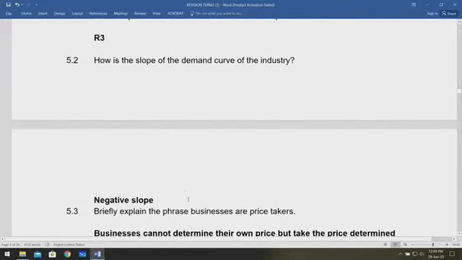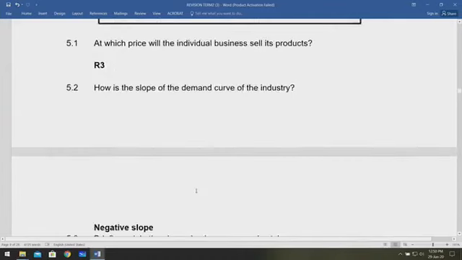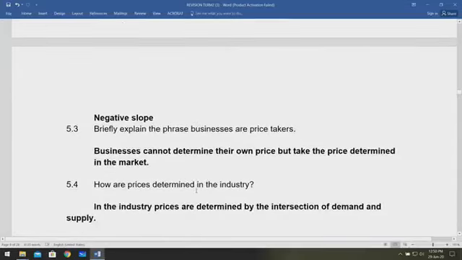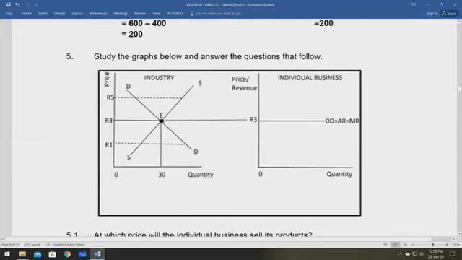Briefly explain the phrase, businesses are price takers, as I just said to you earlier on. The business is a price taker because they are not involved in setting the price. The price is set by the industry and the business has to accept the price that has been set by the industry. How are prices determined in the industry? As you can see here, it is determined where demand and supply meet, at that point there.